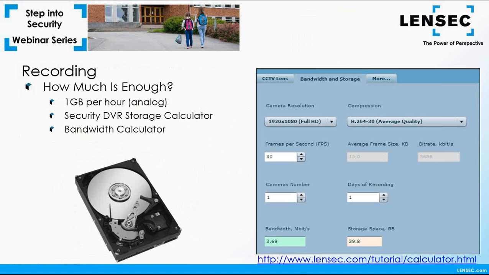So if you're running a big deployment, you've got lots of cameras, determining how much storage space you need can get quite complicated. You could use a storage calculator, or you may need the help of a security professional to help you determine all the variable settings. The other need you might have is determining the bandwidth needed for your security camera deployment. This can be just as complex and may require the help of a security professional to determine your overall bandwidth needs. I've added a link to a simple storage and bandwidth calculator that LENSEC provides on its website here at the bottom.